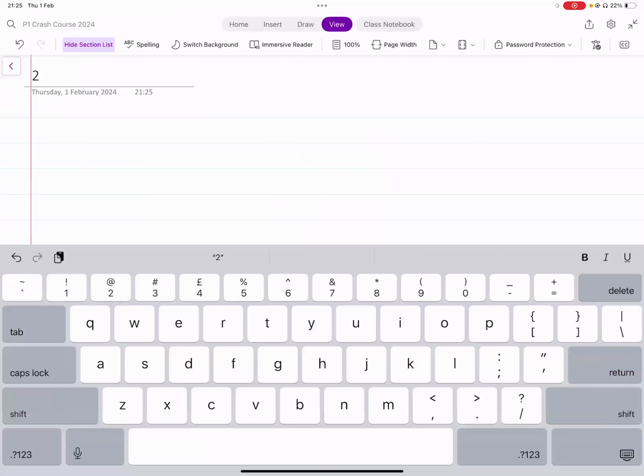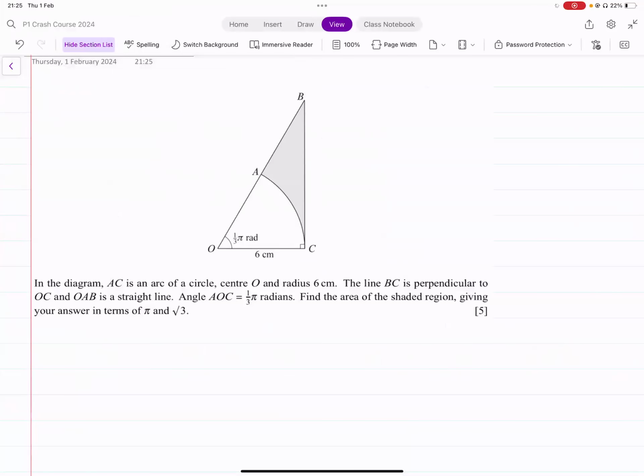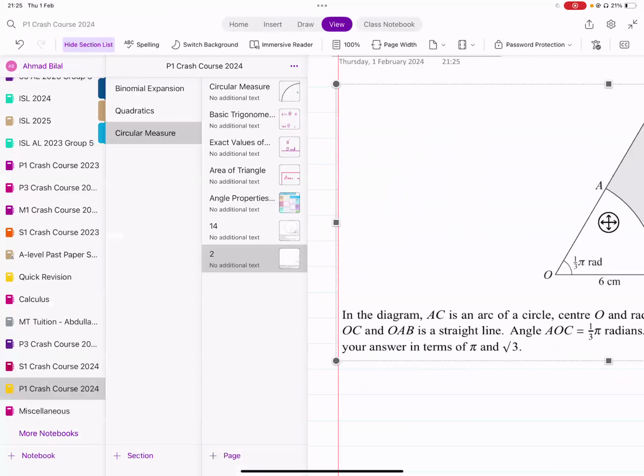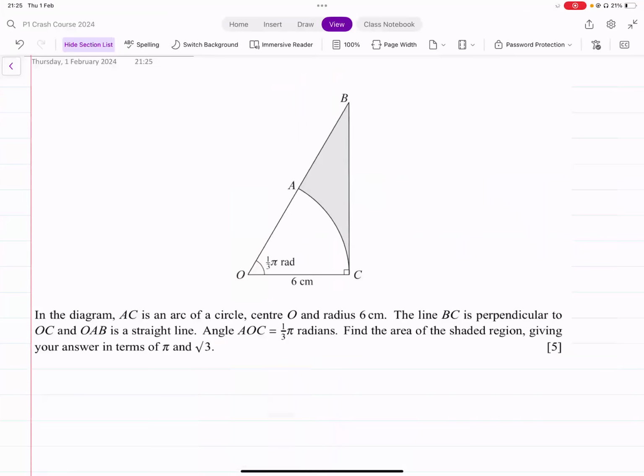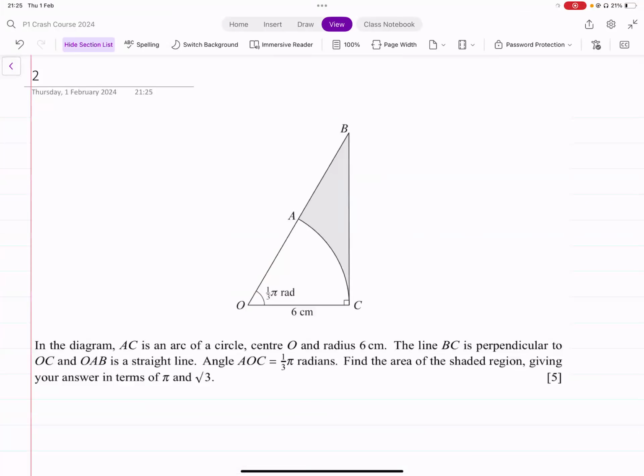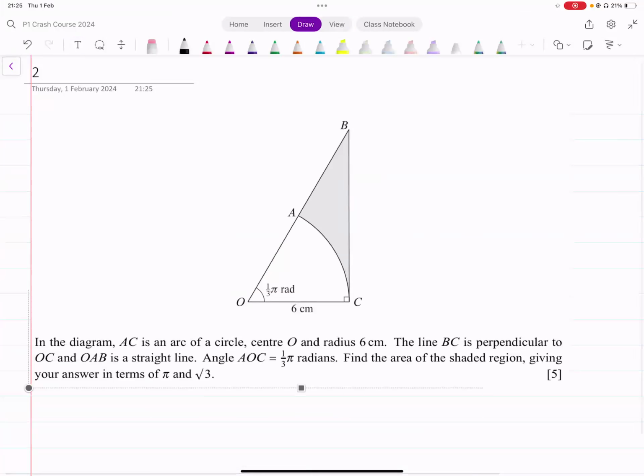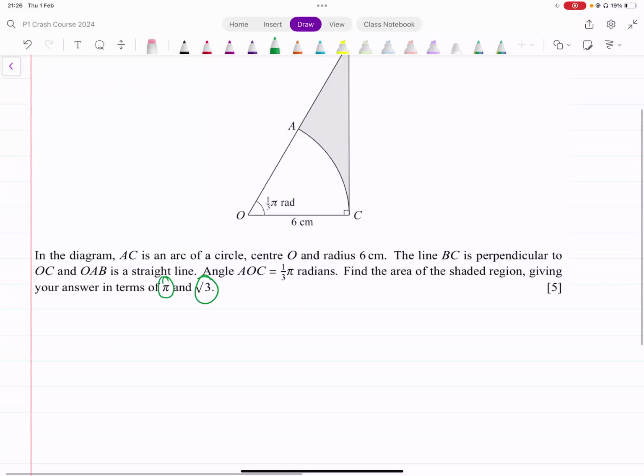Question number 2. Okay, it's a simple one. It should not take too much time. Then we do the other one. It says in the diagram, AC is an arc of a circle. The center of that circle is O. The radius is 6 centimeters. The line BC is perpendicular to OC, and OAB is a straight line. Angle AOC is pi over 3 radians. Find the area of the shaded region, giving an answer in terms of pi and root 3.